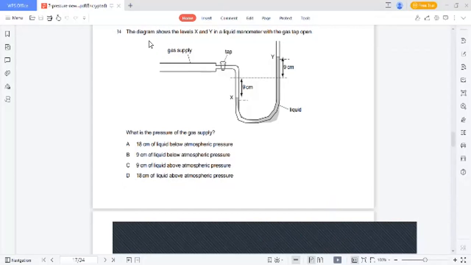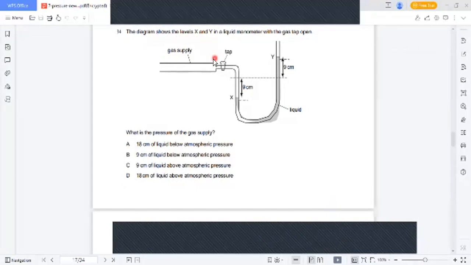Number 34. The diagram shows the level X. X level is somewhere here, and Y, which is labeled here, in a liquid manometer. Here is a liquid manometer with the gas tap. What is the pressure of the gas supply?